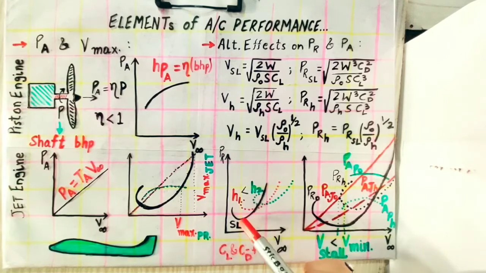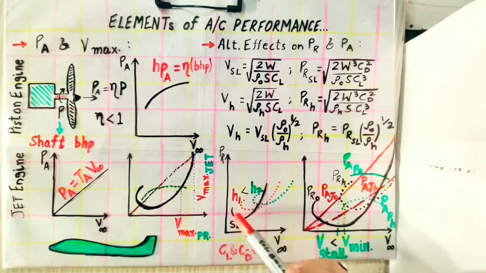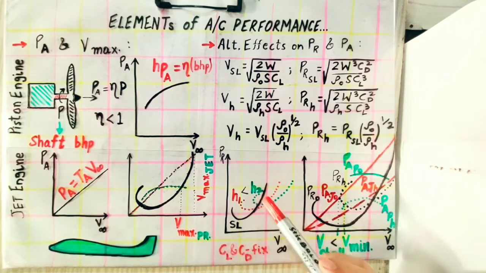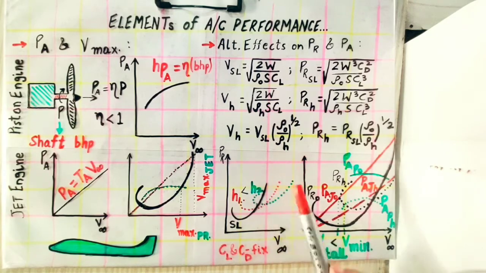At sea level it is this, and if the aircraft flies at a height h1, the power required for different ranges of velocities will be this red line, and at a further higher altitude the power required will further increase and the curve will move further up and towards the right. It will also rotate a little in the clockwise direction.